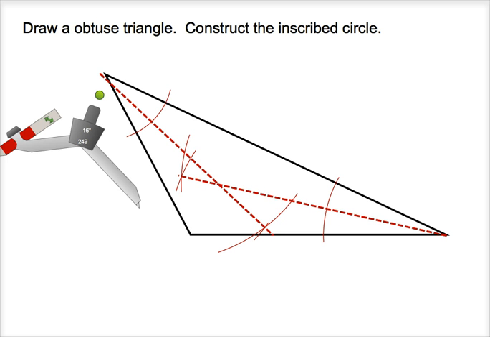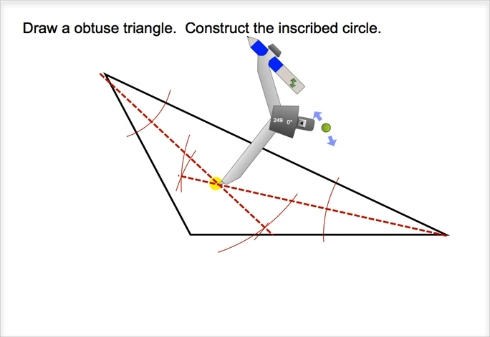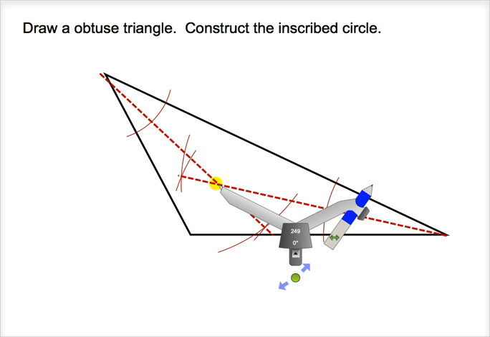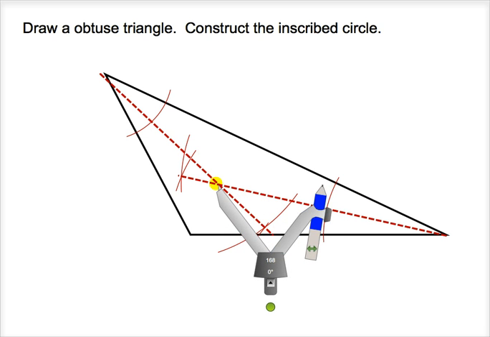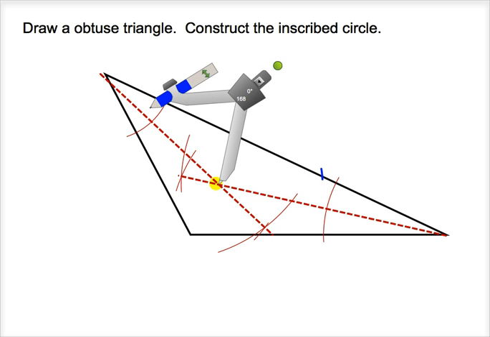And now I'm looking at where the 2 angle bisectors intersect. I want to measure the distance perpendicular to one of the sides. I'm going to measure to the top right. So to start, the first thing I do is put the point of my compass at this intersection of the angle bisectors, and I need to make 2 marks on this opposite side. I'm going to make one over here to the right, one over here to the left.